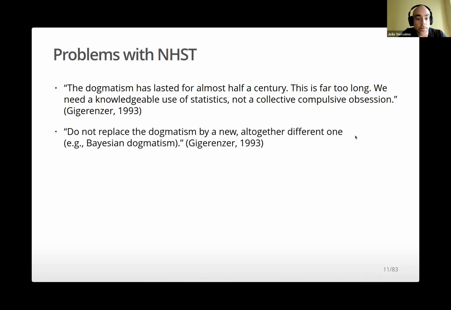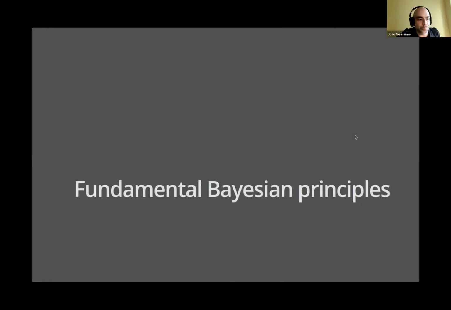At the same time, Gigerenzer also warned us in 93 not to replace this dogmatism by a new one, for example, Bayesian. And so, of course, the goal is always to understand what the data is telling us, the properties of our models, to achieve the best scientific inference possible, and not really to fall into these mindless procedures.